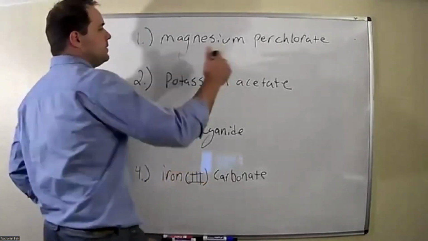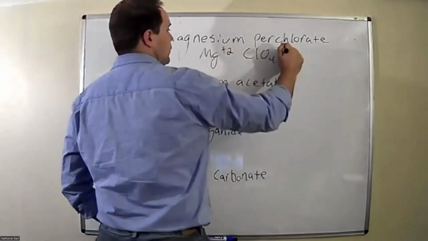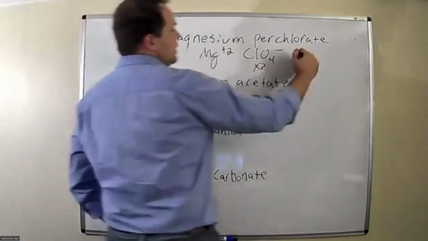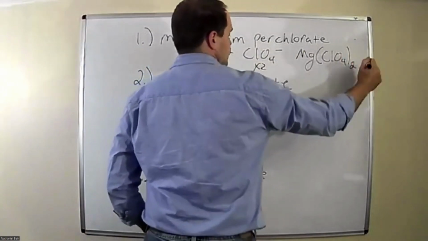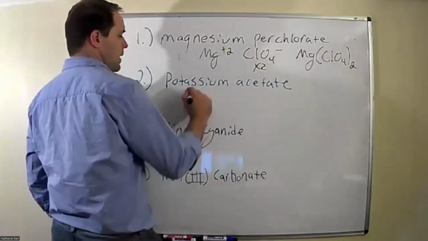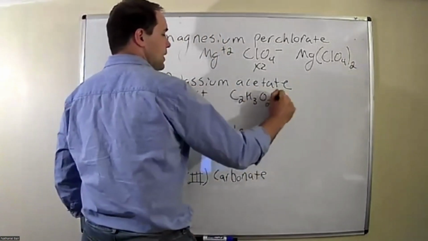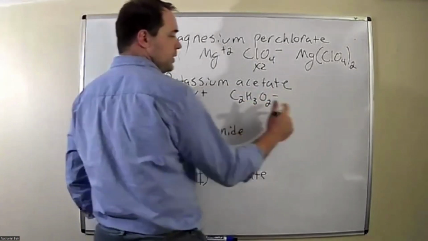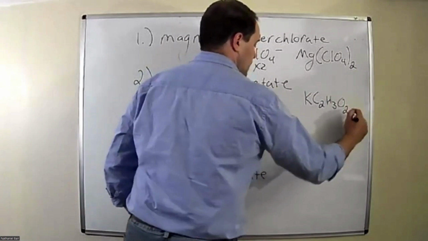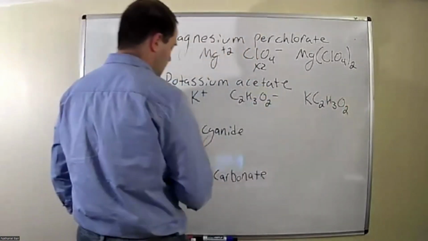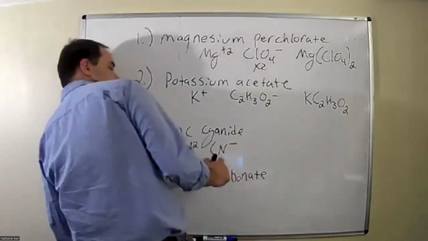So anyway, magnesium perchlorate: magnesium +2, perchlorate ClO4 -1. I need 2 of those. That's Mg(ClO4)2. Potassium acetate: potassium +1, acetate is C2H3O2 -1. That's a match made in heaven, folks. No parentheses needed. That's just KC2H3O2. Zinc cyanide: zinc, rocking the +2, cyanide -1.